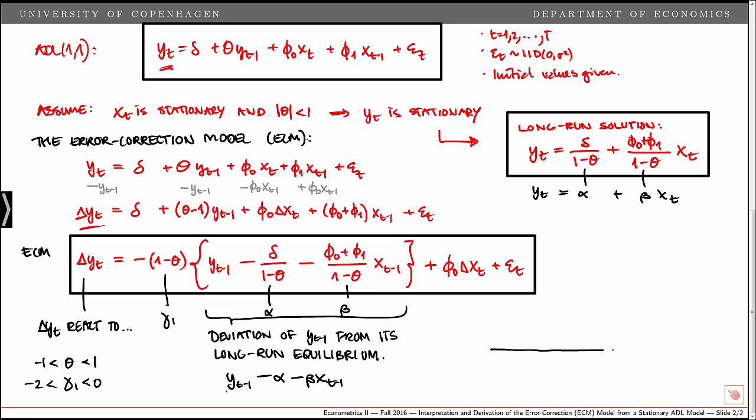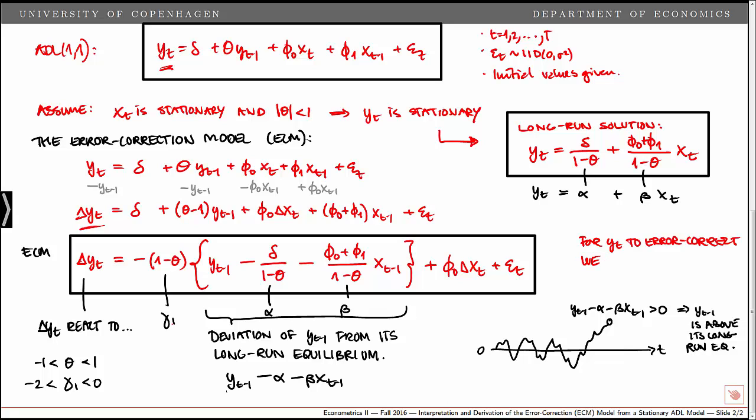To illustrate the idea of error correction, let's do a plot. We have t on the axis here, and this is 0. And let this be the deviation of y_t from its long run solution. So the point we have here is y_{t-1} minus alpha minus beta x_{t-1}. So in this case, this is above 0, which is the same as saying that y_{t-1} is above its long run solution. So for y_t to error correct, we need the coefficient gamma, that's the coefficient we had here in front of the parentheses. We need gamma_1 to be negative so that the change in y_t is negative, all else equal.